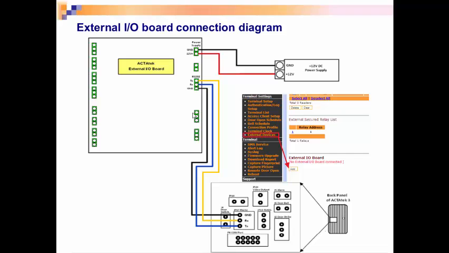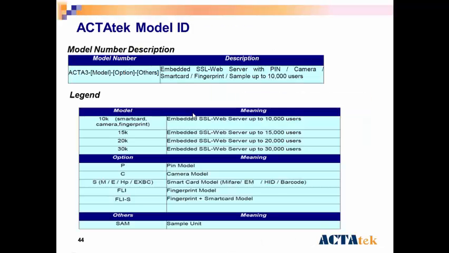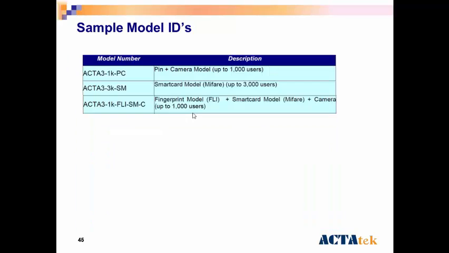This is the connection diagram from the device to the IO board. This is the legend for the models. It normally starts with Acta 3, meaning Actatek third generation, followed by the model. The model is normally the number of users, so it's either 1K, 3K, 10K, however much it is, followed by the options, whether it says FLI or only PIN or only smart card. So over here, if you have Acta 3 1K PC, that means Actatek, 1000 users, PIN plus camera. If it is SFLI SMC, it means fingerprint model, 1000 users, smart card MiFare, and with camera.